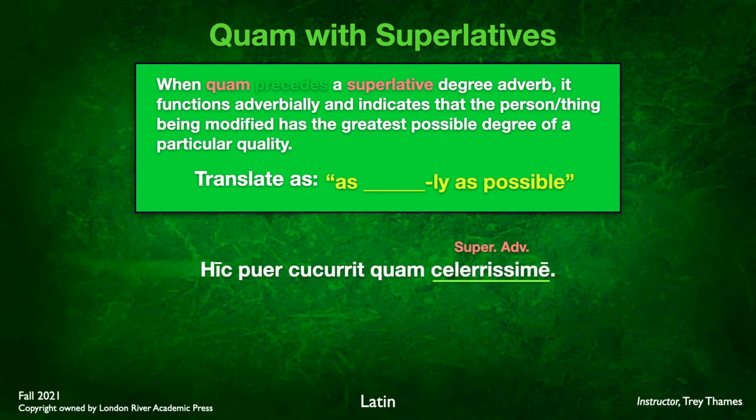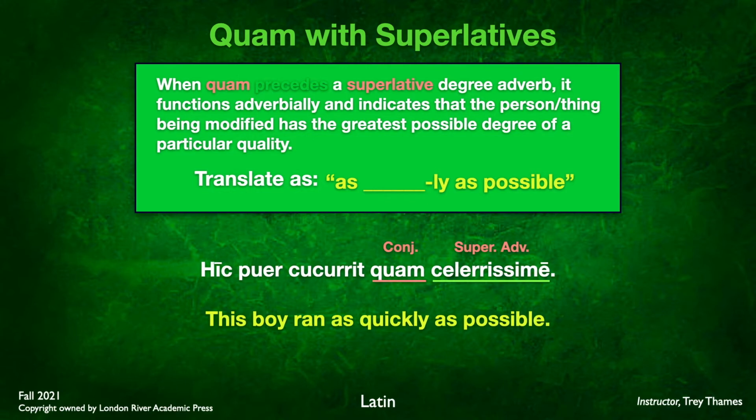Let's look at an example here. Hic puer cucurrit quam celerrime. And here we have the superlative adverb celerrime, and here's our conjunction quam. Translation would be hic puer, this boy, cucurrit, ran, quam celerrime, as quickly as possible. All right, so just like quam with superlatives and the adjectives, it's the same with the adverbs. So if you need to do a little review on the adverbs, take the time to do it.